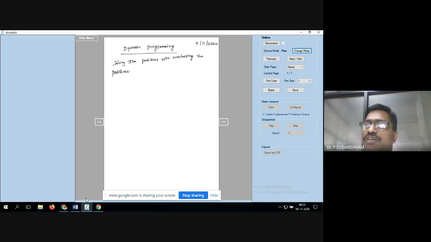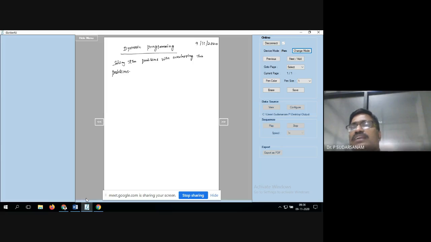That means you have the problems, and in that you solve overlapping ones. Suppose you are having n factorial, 1 into 2 into 3 into 4 into 5 into 6 up to n. First we write 1 factorial, next 2 factorial, next 3 factorial. Once you have 3 factorial, the next 4 factorial is nothing but 3 factorial into 4. So 3 factorial's answer is already there. Like this, you go on solving the overlapping subproblems. That is dynamic programming.